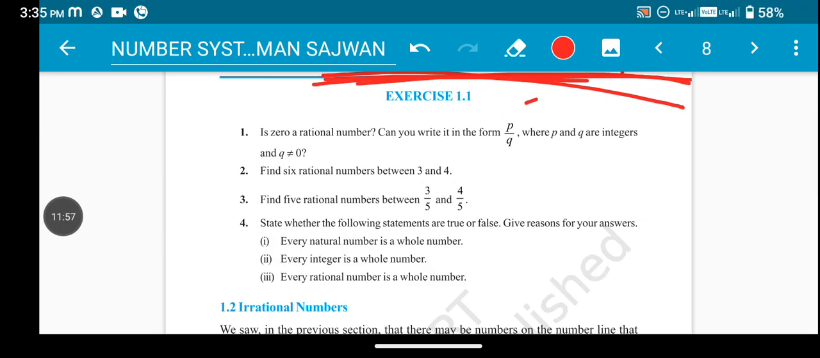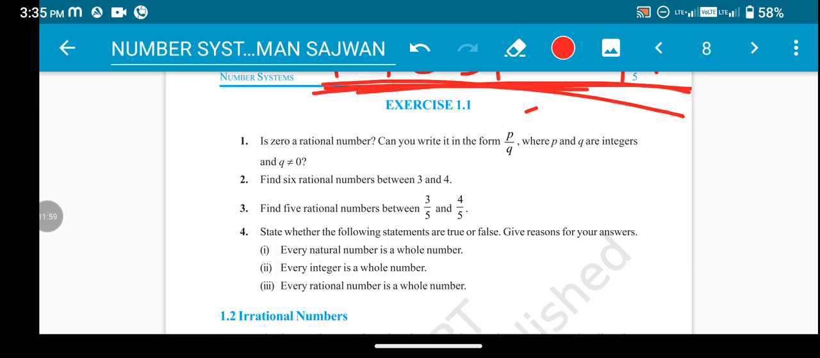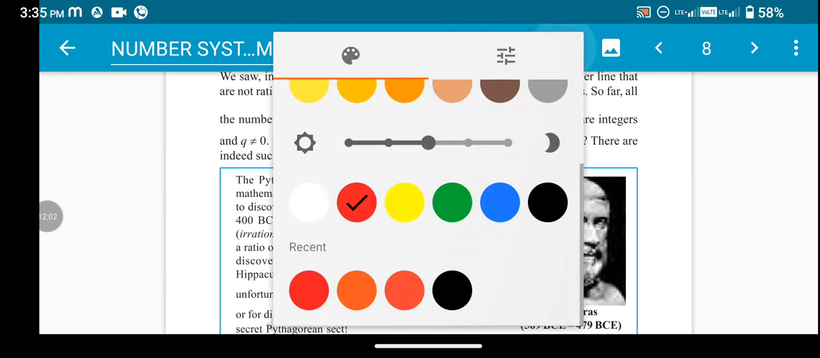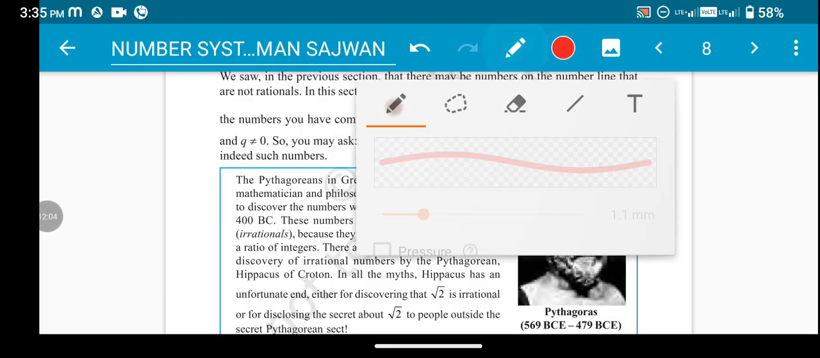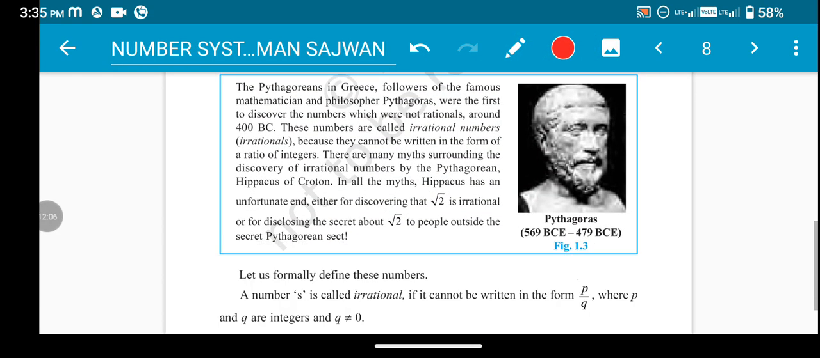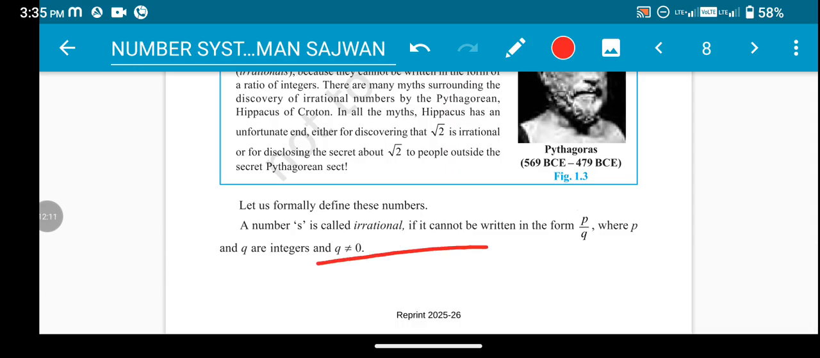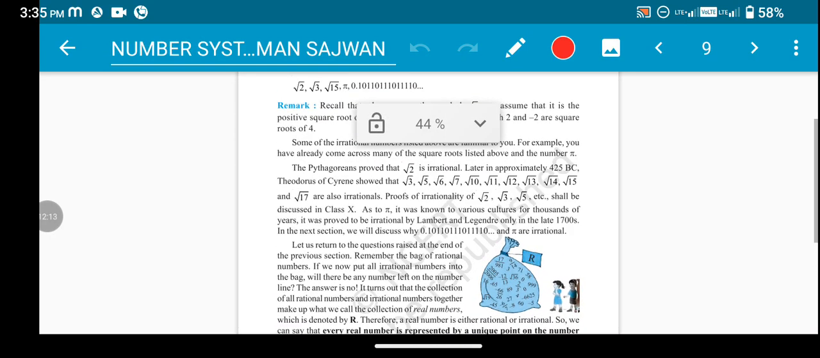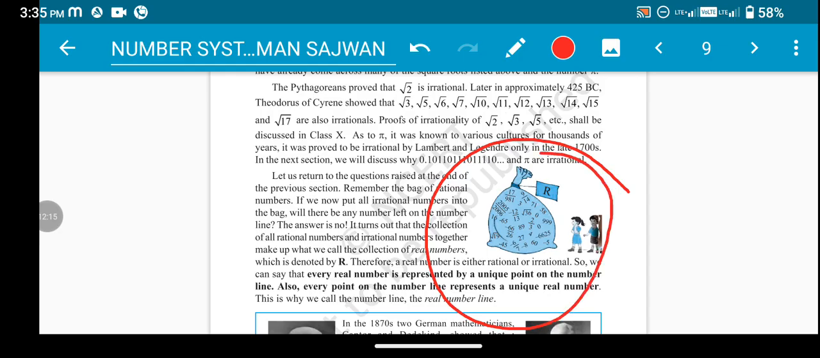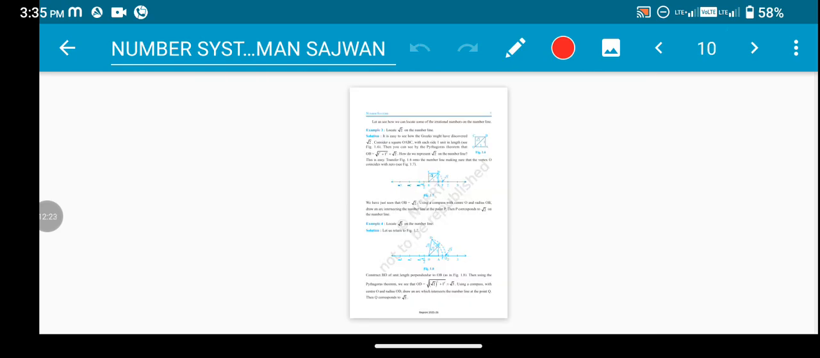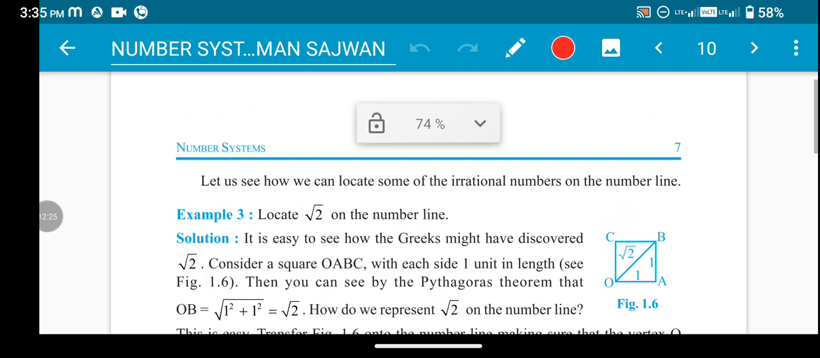Okay, we have already discussed this. What is an irrational number? Irrational numbers are the numbers which can't be written in the form p by q, where q is not equal to 0. Real numbers can be denoted by R. Proofs of irrational numbers will be studied in class 10th.